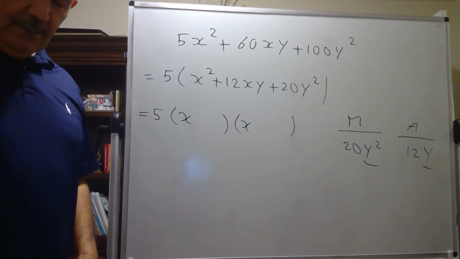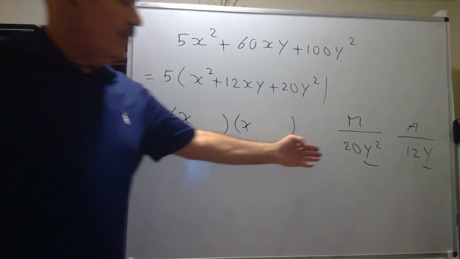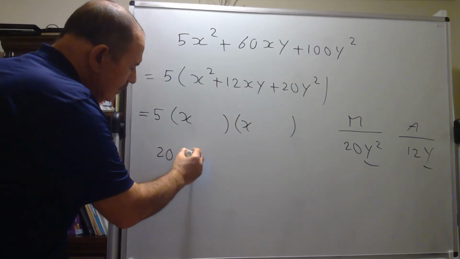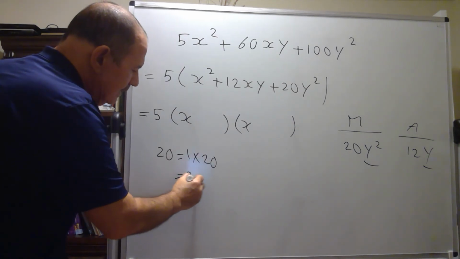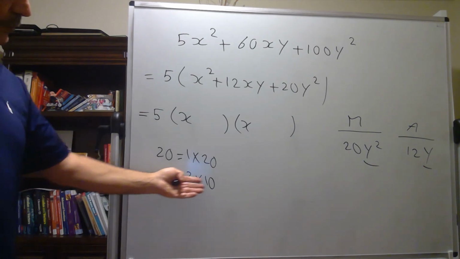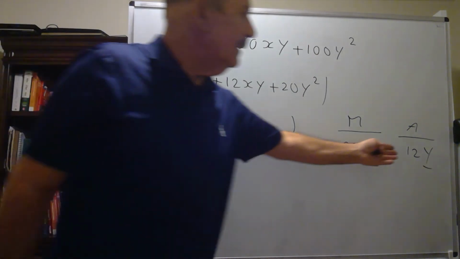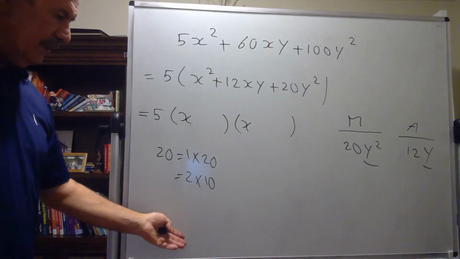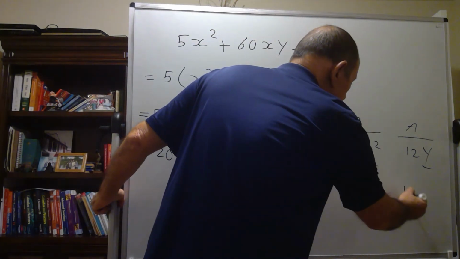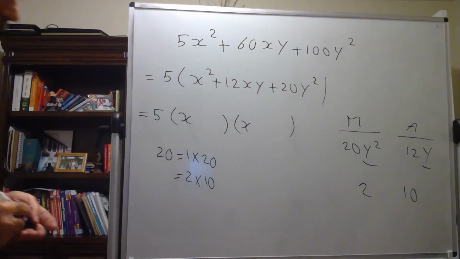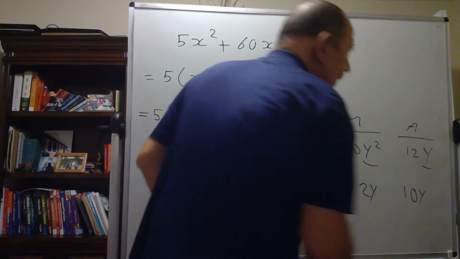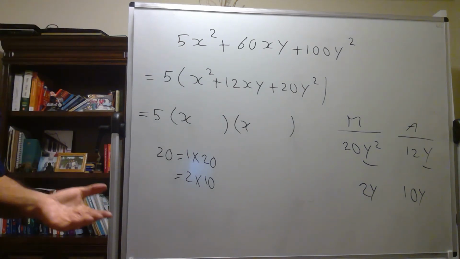If the number comes to your mind, that's fine. Otherwise, write all factors of 20. I can write 20 as 1 times 20, 2 times 10, and I can keep going, 4 times 5. But 2 times 10, if I add 2 and 10, gives me 12. So I don't need to continue. One of the numbers is 2, the other number is 10. Now, because of this y, just add the y here: 2y and 10y.